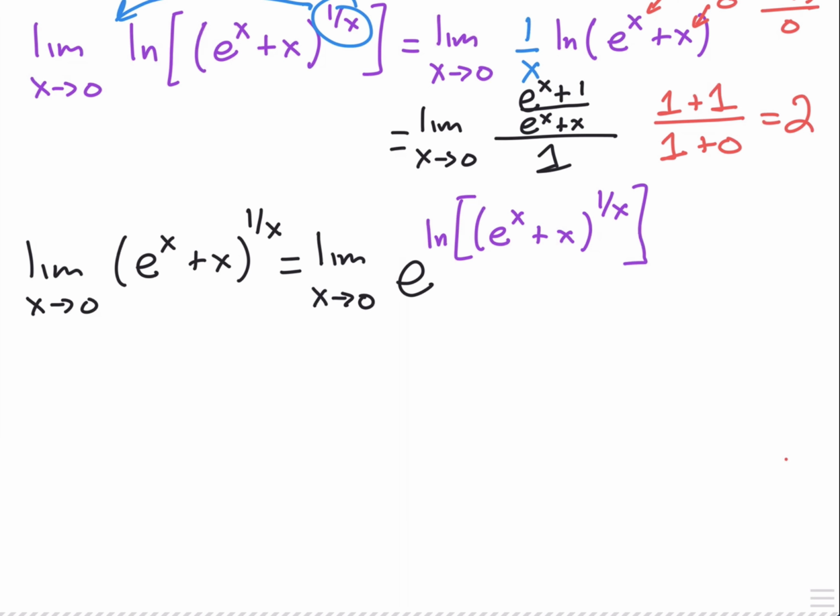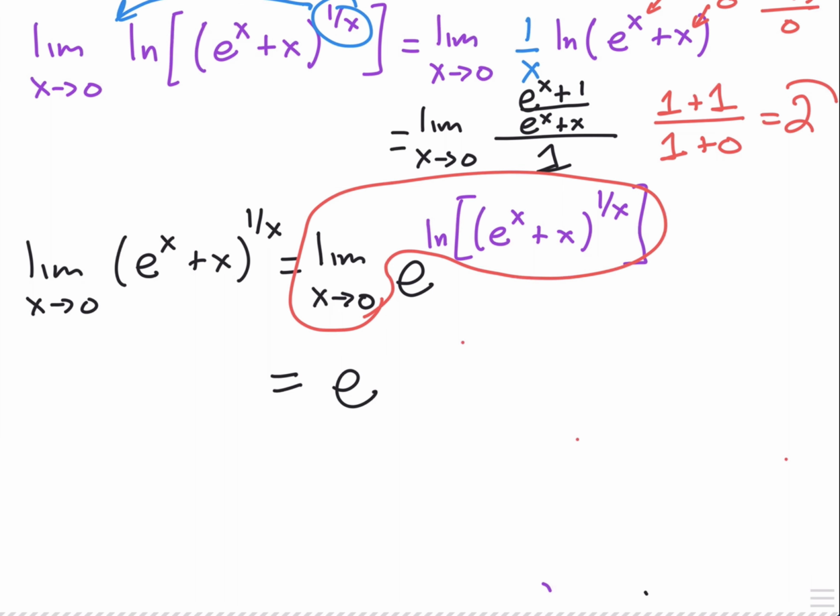Okay. And then this is equal to e. So this right here, this limit, this is the one we just found, right? That too corresponds to that limit, right? The limit as x goes to 0 of ln of all that stuff. So then the entire limit is e squared. Does that make sense?